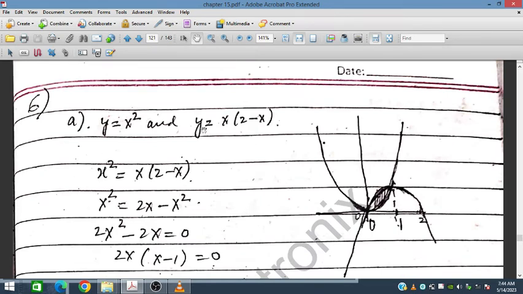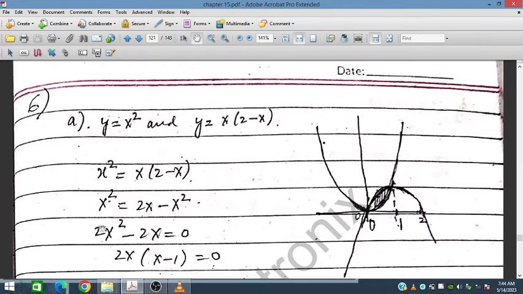Let's solve this: y is equal to x square and y is equal to x 2 minus x. Here we have two curves. This is this curve and this is this curve. This is very difficult because this is x equals 0 and this is x equal to 2. So from this, x square is this one, intersecting at 2 points.